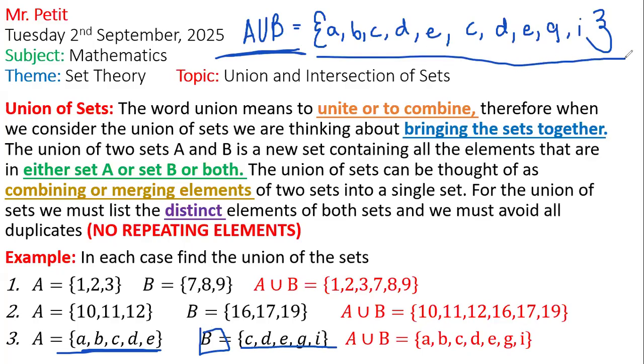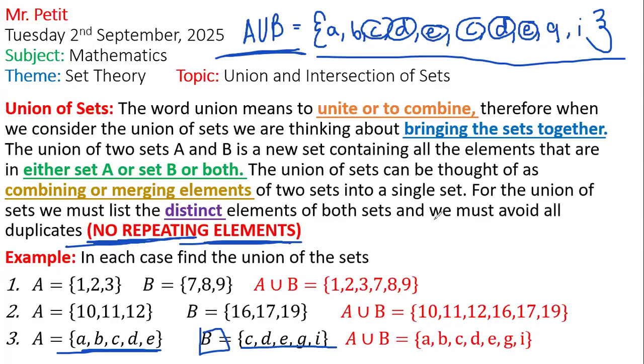Because they are repeating elements. Very good. There should be no repeating elements. No repeats. So you cannot have C twice. You're only supposed to have it once. You cannot have D twice. You're supposed to have it once. And you cannot have E twice. You're only supposed to have it once.